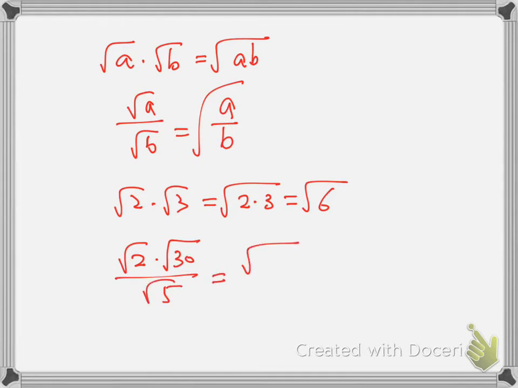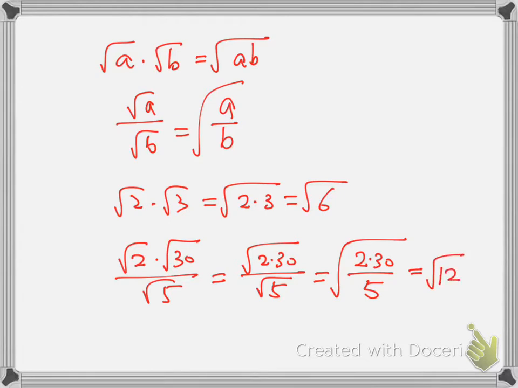So we use the multiplication formula on top, and then use the division formula for the numerator and denominator. So 2 times 30, 60, divided by 5, 12. So we got radical 12, and then again, radical 12 can be simplified. So this is not the final answer. This is radical 4 times radical 3, so this is 2 radical 3. So you have to simplify all the radicals for the answers. So this is the easier case for multiplication and division.